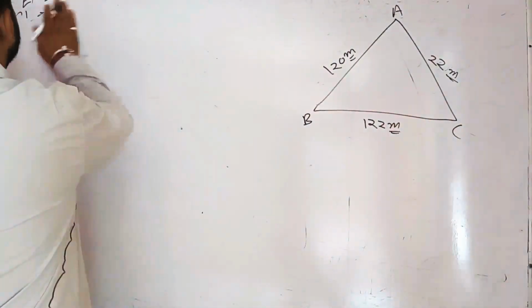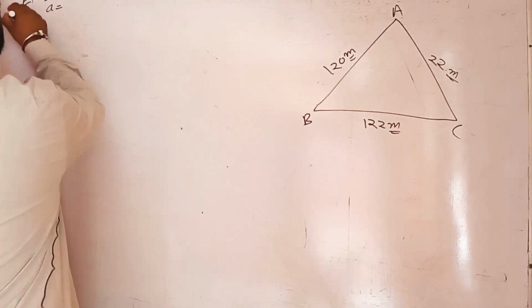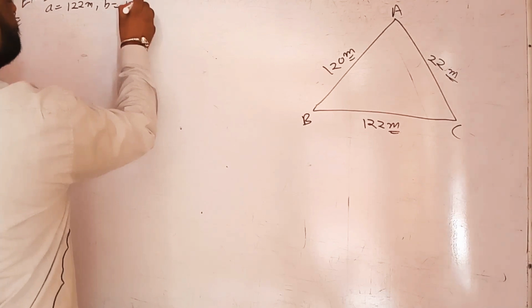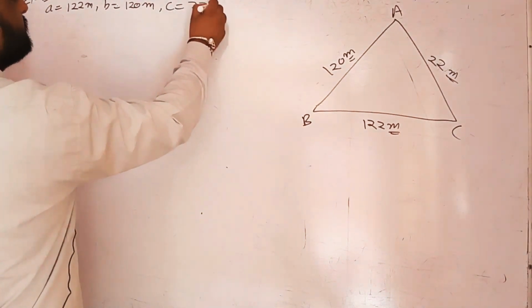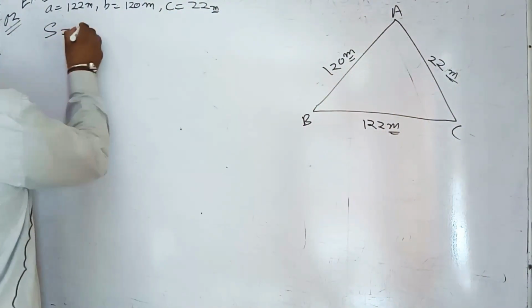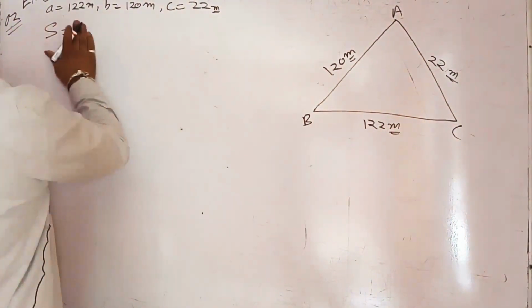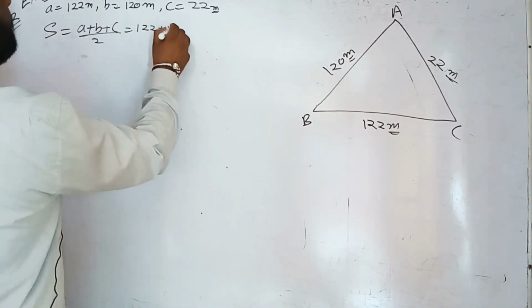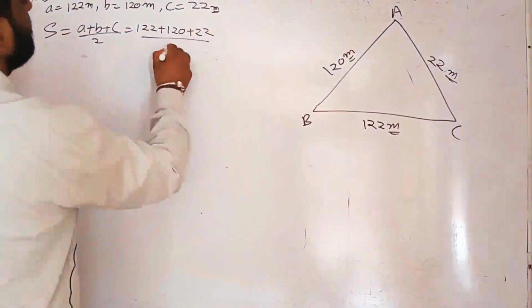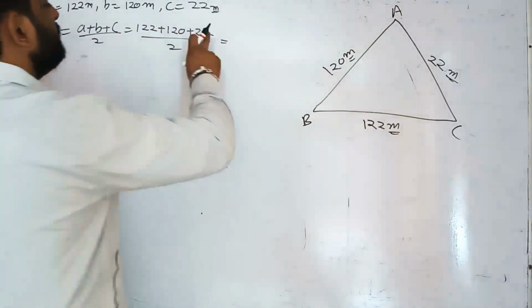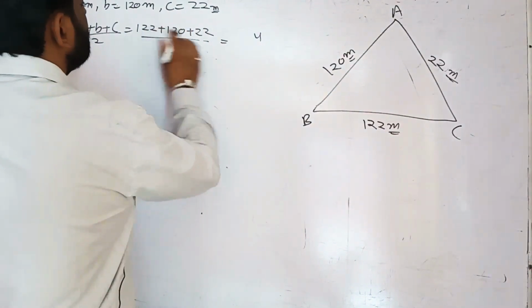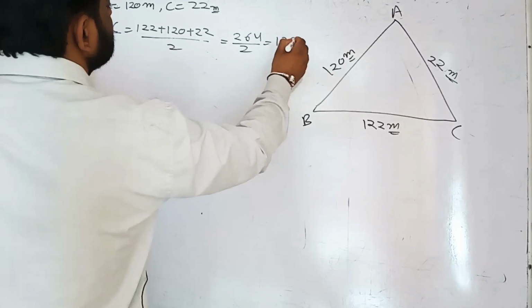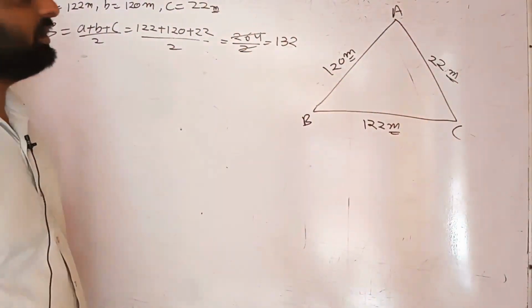So what is the area of the triangle? In question number 2, we consider A equals 122 meter, B equals 120 meter, C equals 22 meters. So we have to find the value of S, that is A plus B plus C upon 2, that is 122 plus 120 plus 22 meter upon 2. If we add it, that is 264 upon 2. If we simplify it, that is 132.